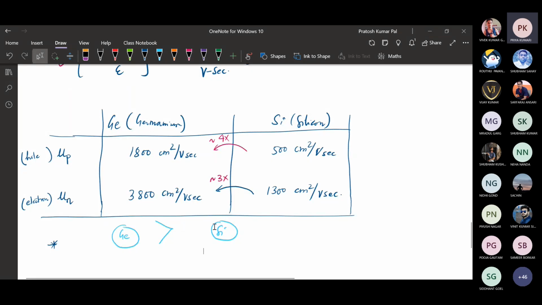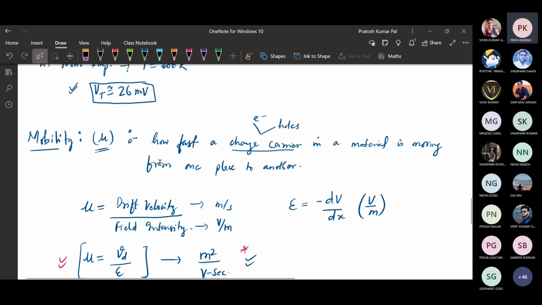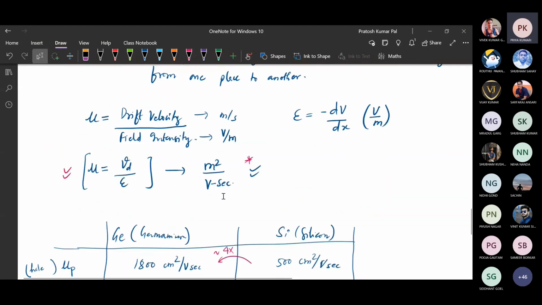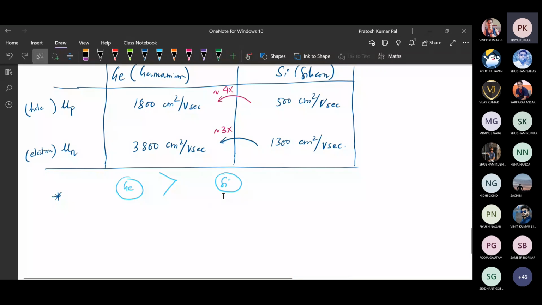So from here we have seen that mobility represents how fast a charge carrier, that is electron or holes in a material, is moving from one place to another. So the movement of charge carrier is represented by the mobility. If the mobility is high, that means the device will be operating faster than the other one. Okay, so here germanium will be operating faster than the silicon.